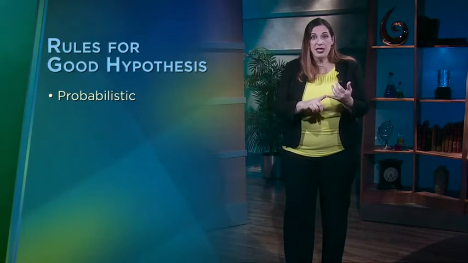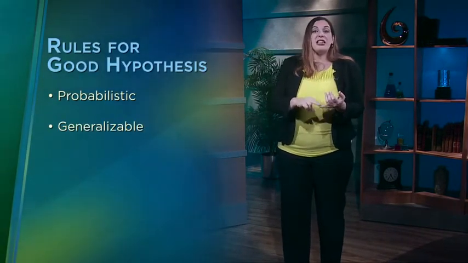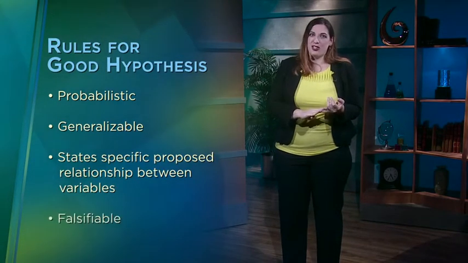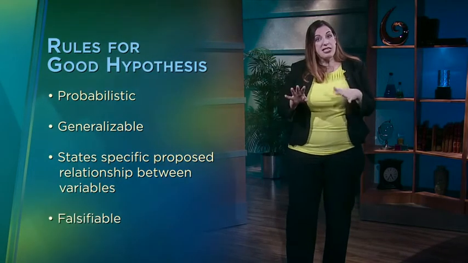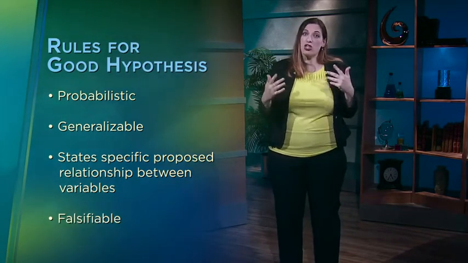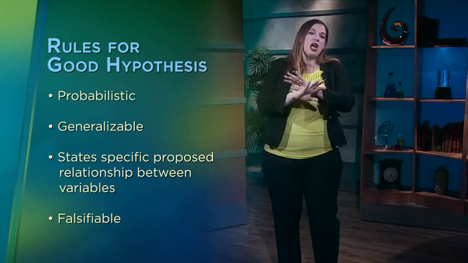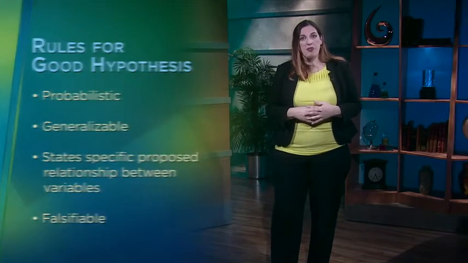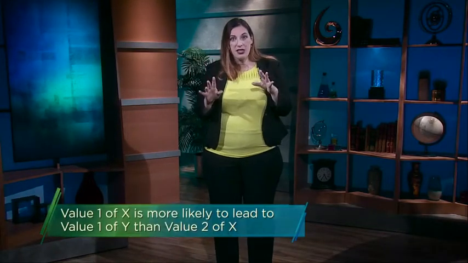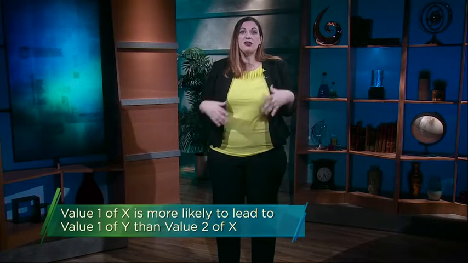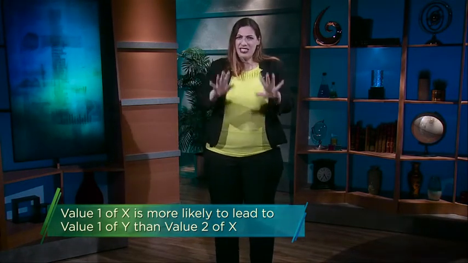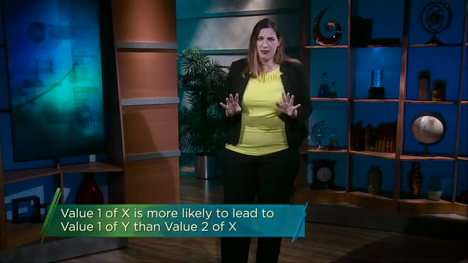That they're probabilistic, generalizable, they state a specific proposed relationship between variables, and they're falsifiable. Now, there are some templates that you can use to construct your hypotheses that follow these rules. They're not going to fit for everything you want to study, but they can be a good help to get you started. The first template is as follows. Value 1 of X is more likely to lead to value 1 of Y than value 2 of X. That's a mouthful, sorry, let's break that down.